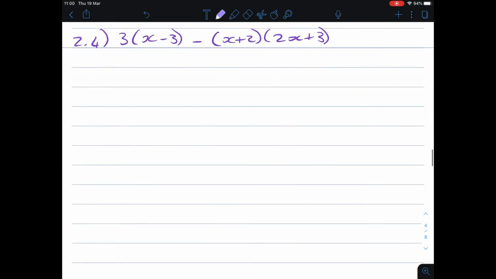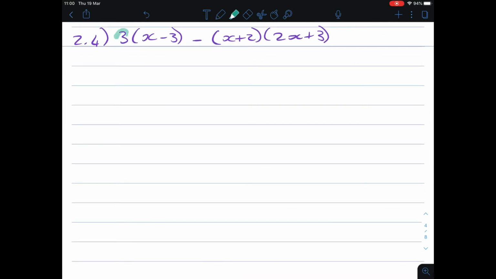For question 2.4, I need to distribute the 3 with everything inside that bracket. And before I distribute a negative, I need to FOIL these two terms first, the binomial with the binomial. So I can say this is 3x minus 9, and I can keep my negative and create one big bracket for everything that I'm about to FOIL.